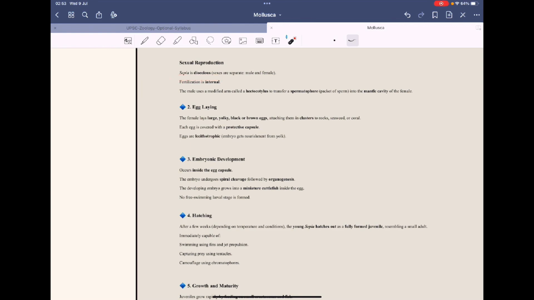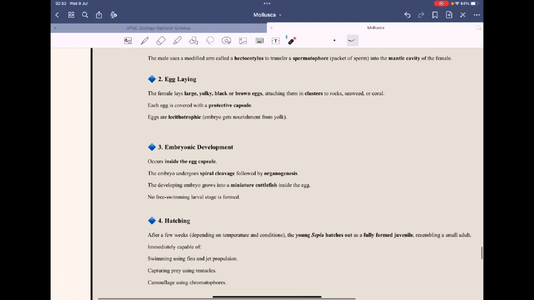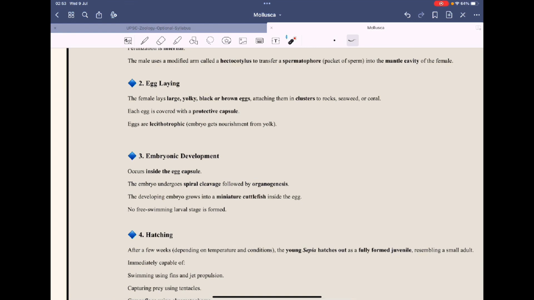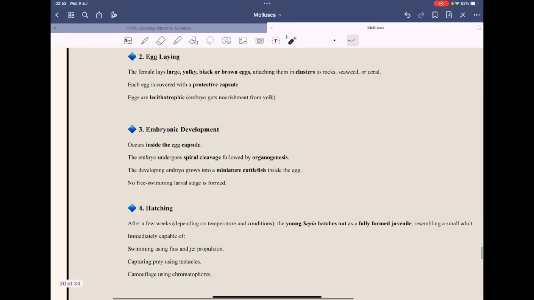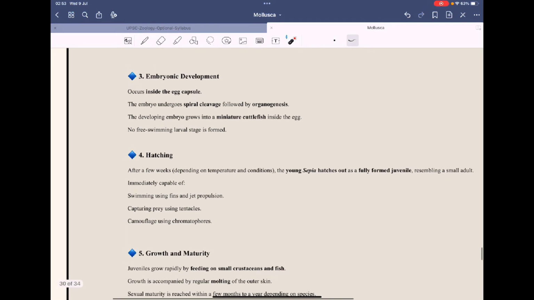Sepia is dioecious and fertilization is internal. It contains the hectocotylus arm that transfers the spermatophore into the mantle cavity of the female, and then it will fertilize, and then it will produce large yolky black or brown eggs, and then attach them in clusters to rocks or seaweeds. It has a protective capsule. Later on they hatch, and there is this embryonic development.